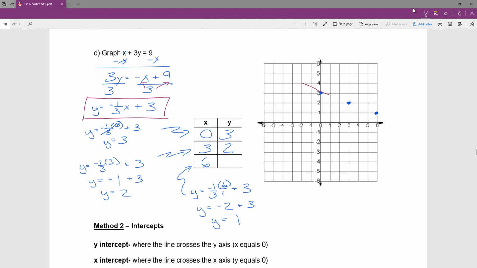I'm going to try and connect the dots. It's better if I don't think about it. I get nervous if I try too hard. A straight line that is this equation graphed. So that's the first method of graphing. We're going to talk about the intercept method next, and then about the horizontal and vertical lines.